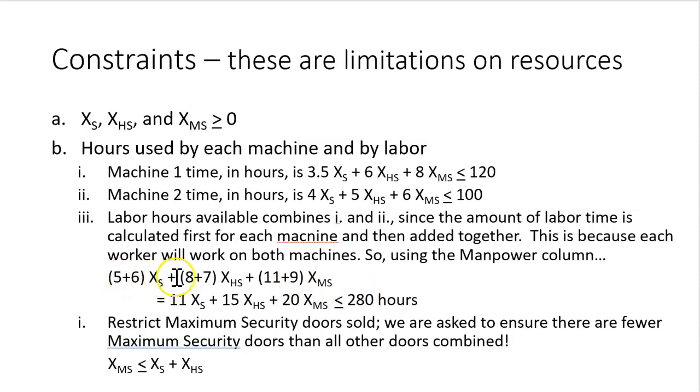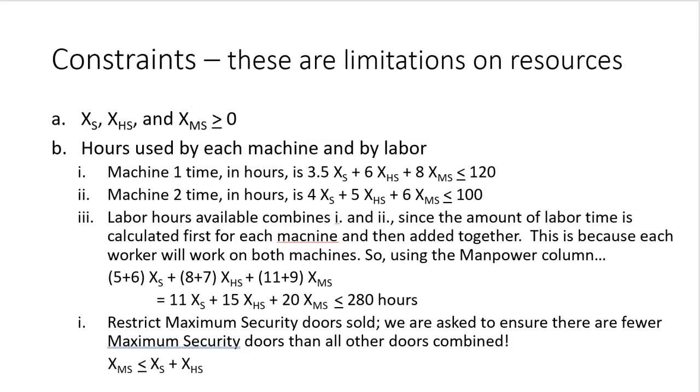A worker will work on standard doors, or work on high security doors, or work on maximum security doors, but they will work on both machines, which is why we combined them. And then I did want to note that we want to restrict the maximum number of security doors sold. Remember, the point there was to make sure that the demand stays high for the other ones also. So we want to restrict the number of maximum security doors to no more than that of the combined standard and high security doors. So we have this constraint here: X sub maximum security is less than X sub standard doors plus X sub high security doors.